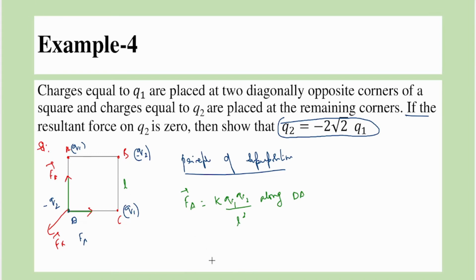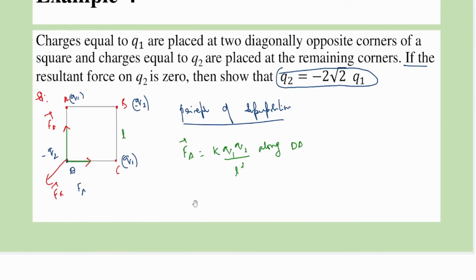Similarly, we'll find what is F suffix C. So F suffix C is the force because of the charge at point C on the charge at point D. This here, this is F suffix C. That is equal to, it will be again K. The charges are Q1 here and Q2 here. So we get this as Q1, Q2 by the distance between these, which should be again L, by L square. It is along DC, an attractive force.